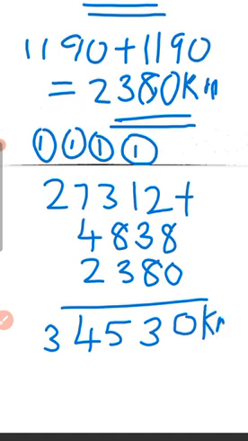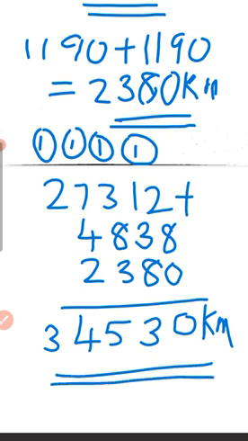34,530 kilometers. Okay. So the distance travelled in 1 year is 34,530 kilometers.